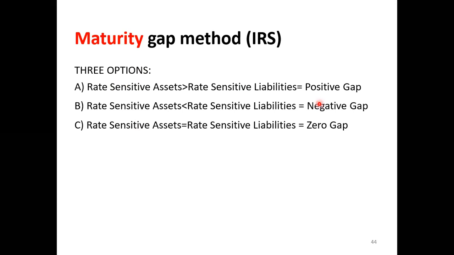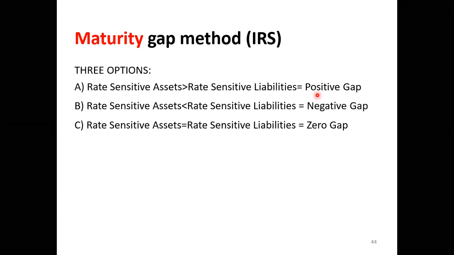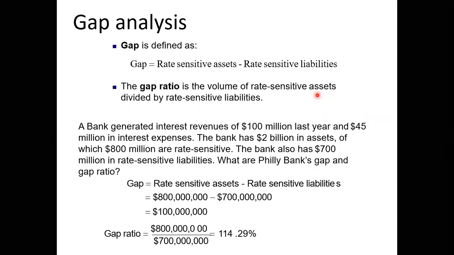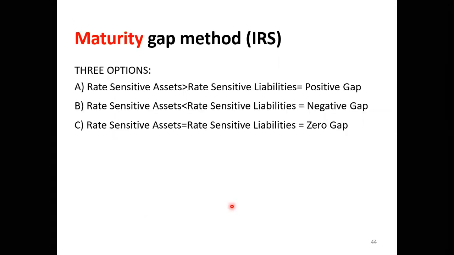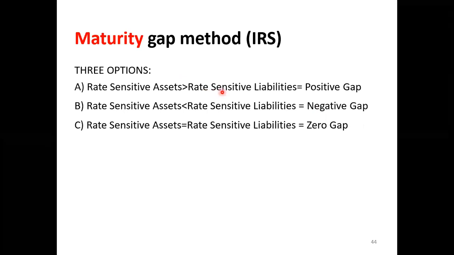The first one is positive gap. In the earlier example, I told you this one is a positive gap. Why? The rate sensitive assets are greater than rate sensitive liabilities. So at that time we call it a positive gap.